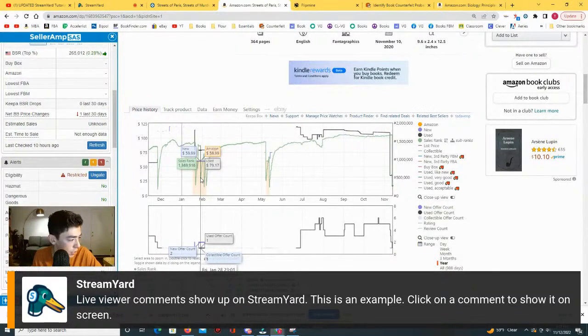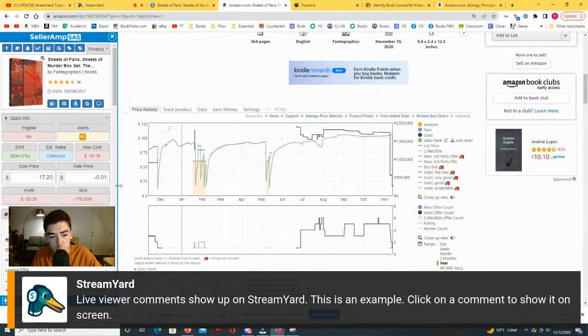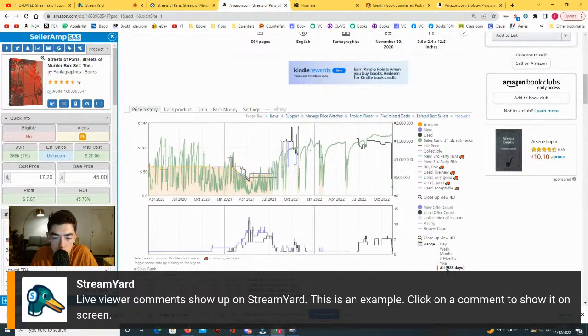Now, obviously that's a new condition book. That's not a used condition book, but if someone's willing to pay $59.99 for this new, then they're probably willing to pay like $45 for it used. And so in this case, you might be able to make a little bit of profit, which for me wouldn't be enough for me to want to buy this book.